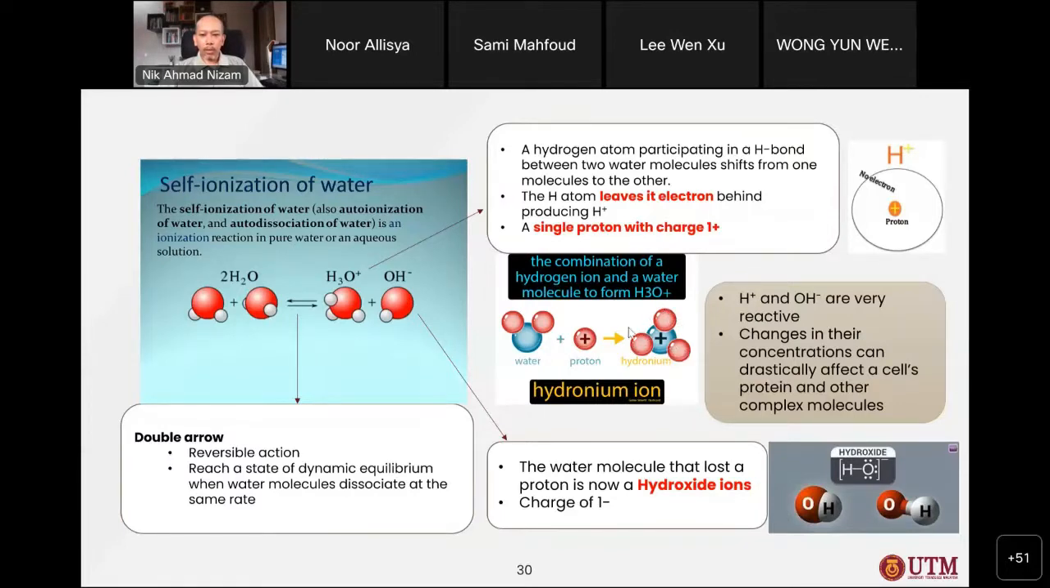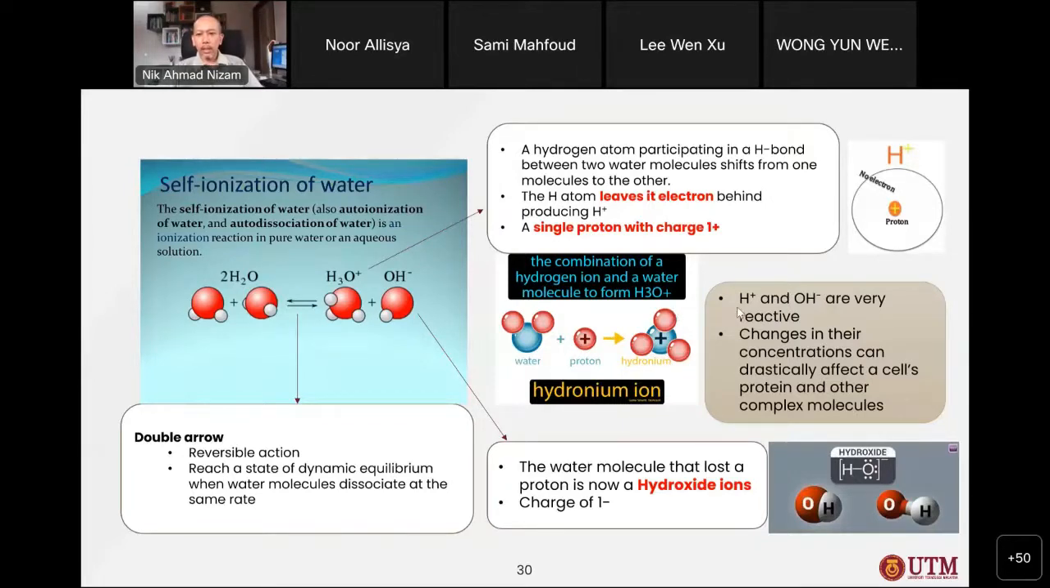Hydronium has an excess positive charge. It's not a lack of electron, so it gives a positively charged hydronium ion. But sometimes we just write it as H plus only. H plus and H3O plus are all the same. Sometimes we call it H plus, sometimes a hydronium ion.